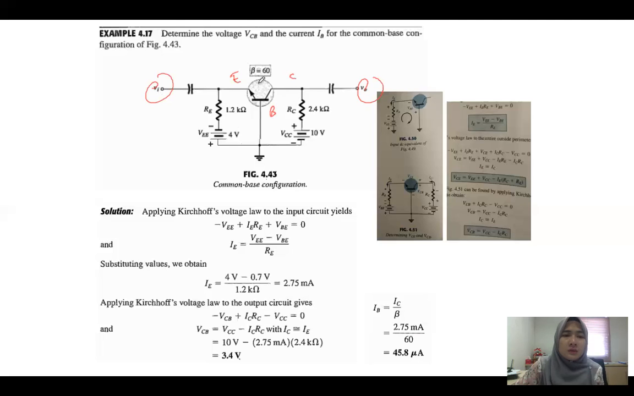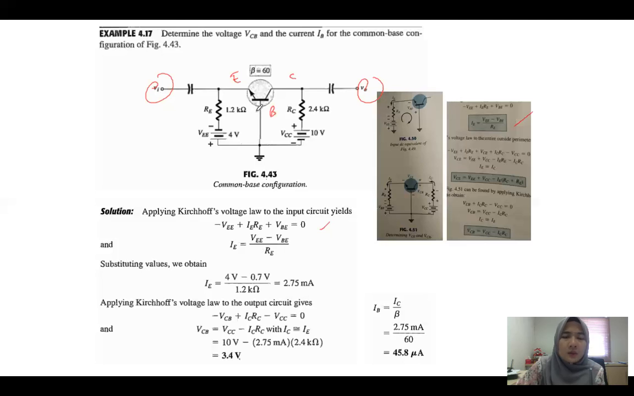Applying Kirchhoff voltage law to the input circuit, you will get negative VEE plus IERE plus VBE. So IE is equal to VEE minus VBE over RE. This was already explained in the previous slide. By substituting values, we obtain IE. VEE is 4.